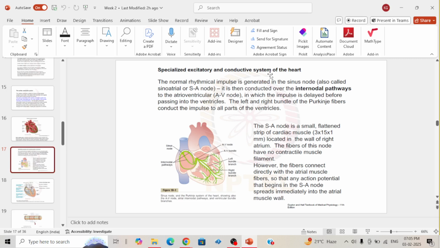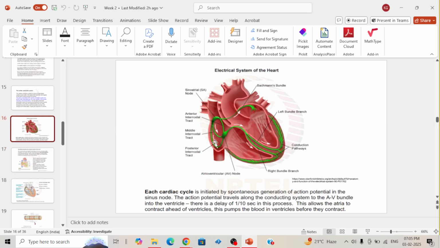So the specialized excited and conductive system of the heart works in a rhythm, not simultaneously but in a rhythm. The normal rhythmical impulse is generated in the sinus node, the SA node. It is then conducted over the internodal pathways. As I told you, these are the internodal pathways.